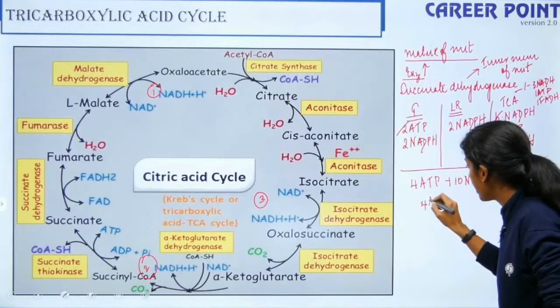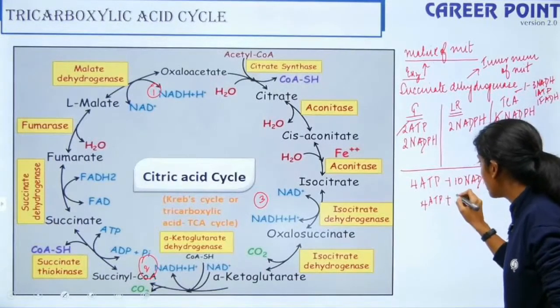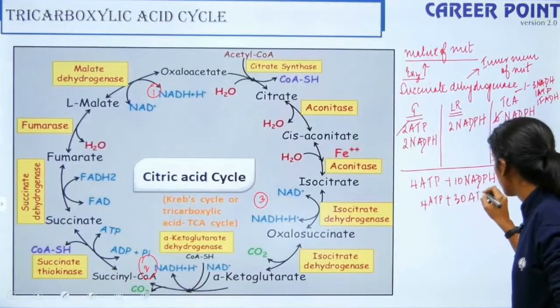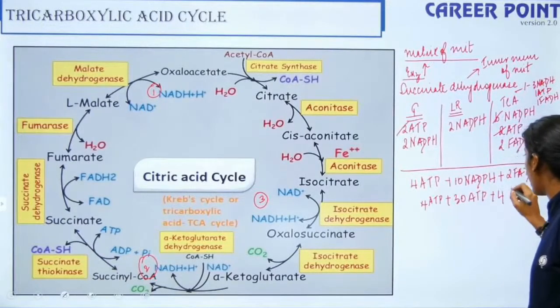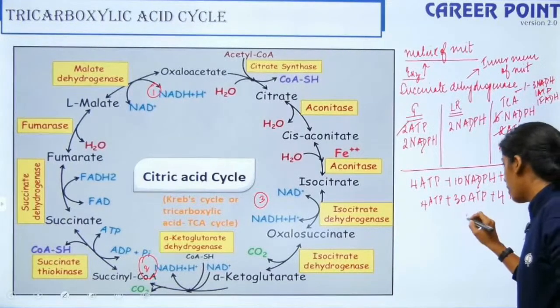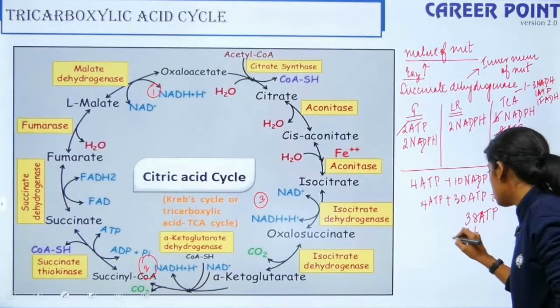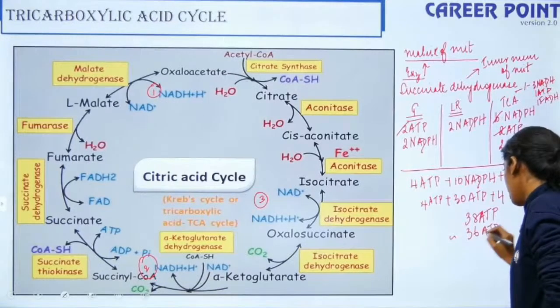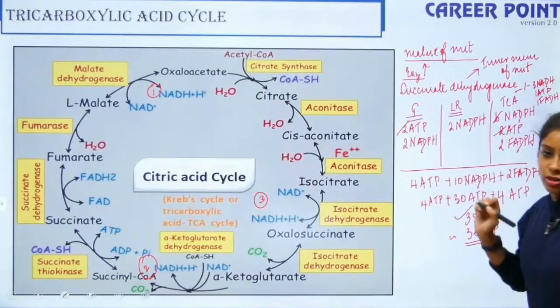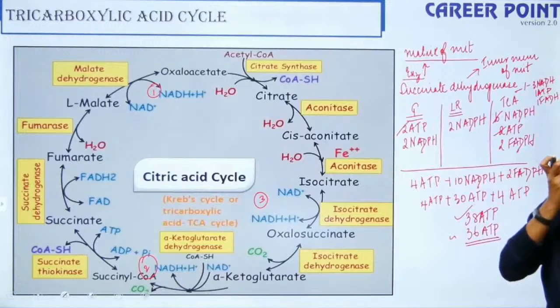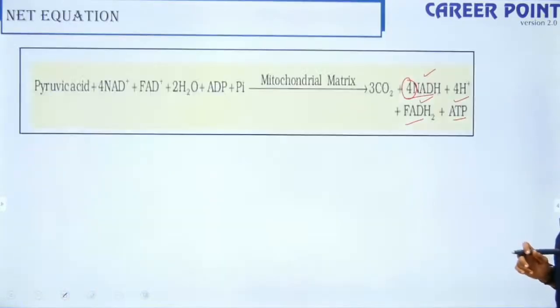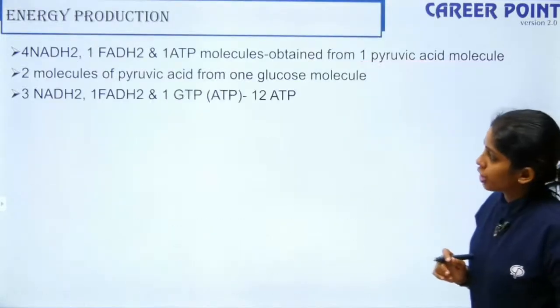So this will be 30 ATP. So this will be 4 ATP. So totally we have 38 ATP, or 36 ATP in certain prokaryotes. So initially we got 32, right? So this was your confusion. Now clarified? Yes. So now we move forward with your electron transport chain.